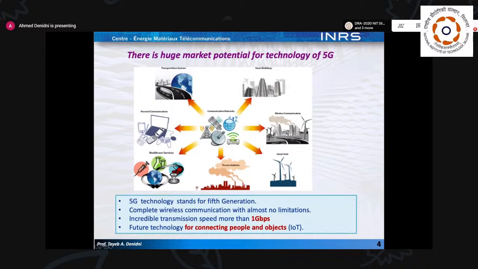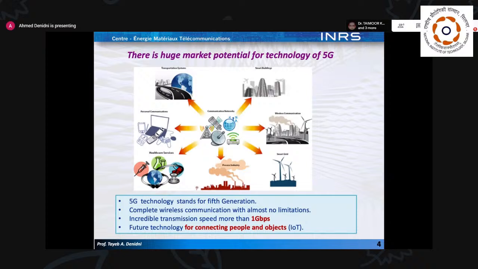We can use it in healthcare. We can use it in personal communication. This means the idea, and also we can use it in cities, wireless cities, for many services. And also for a plant, for example, we have some robots, and these robots should communicate to each other and to optimize the production and so on.